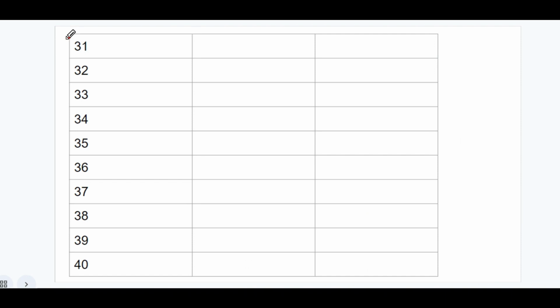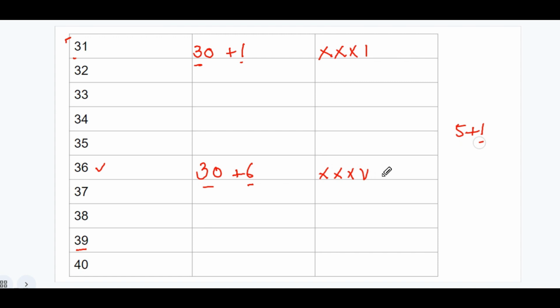Okay guys, so now from 31 to 39 you can solve it yourself. How? Because we know that 31 equals to 30 plus 1, that means X, X, X and 1 is simple I. And in the same way, if I write over here 36, what's going to give you 30 plus 6, that is equals to X, X, X, and 6 is equals to 5 plus 1, which will give you V and I. So this is your 36. In the same way you can do it up to 39.